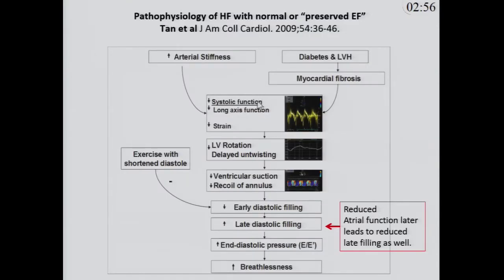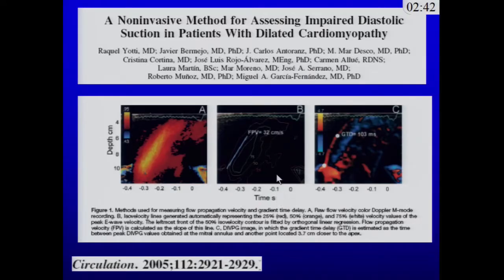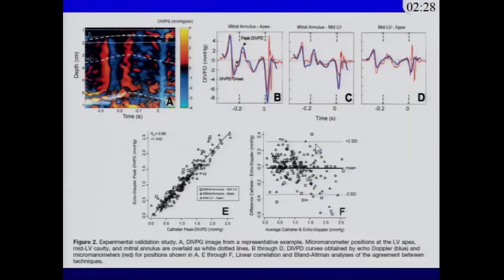I won't preempt the next talk, but I want to emphasize the importance of the left ventricular rotation or twisting: reduced untwisting reduces ventricular suction, which reduces early diastolic filling. This is with the correct slide. This is another way of doing it. You can measure the suction by this technique I told you about. Also, you can use this new technique of measuring the gradient across the mitral valve inflow.